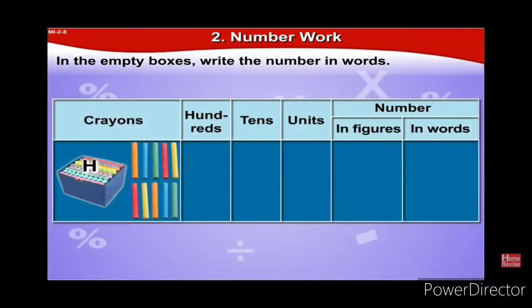Now the last picture. A box of 100 crayons and 10 crayons, which means it is 1 hundred, 1 ten, 0 units. In figures, it is 110, and in words, it is one hundred ten.